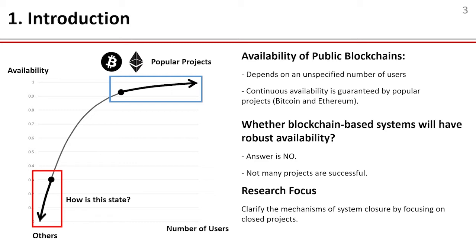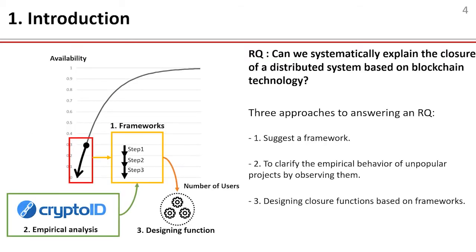We assume that it is closed, but the process is not clear. This study focused on the process of the nearly closed project in order to clarify the mechanism of closure. In short, this research question is: can we systematically explain the closure of distributed systems based on blockchain technology?